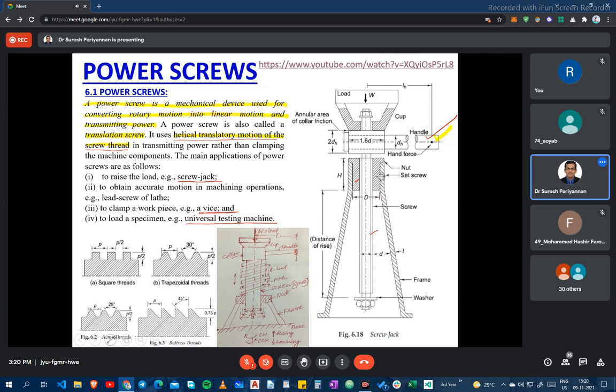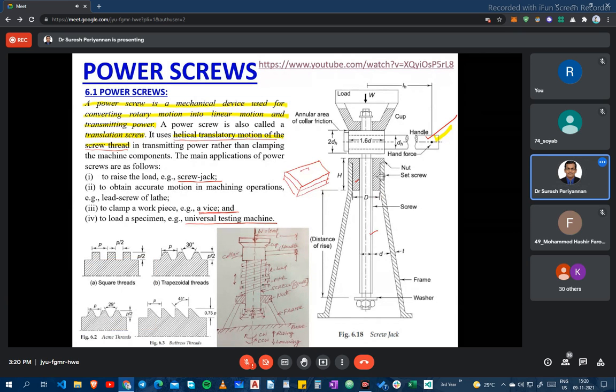One minute, I will draw a simple diagram. These are two components to be joined securely. We are using V threads because V threads create more frictional force. This is the V thread we are using.